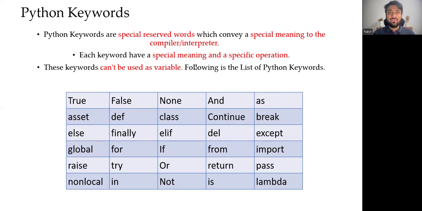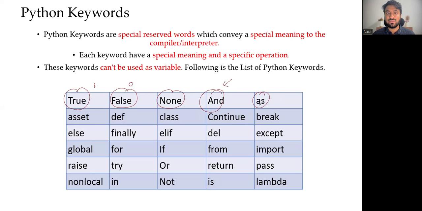What are the different keywords available? We have True. Whenever I use this keyword, Python understands that the logic has already been defined in it. Whenever I say False, or None, Python understands that there is nothing present here. When I say and, internally it understands and performs the and operation.